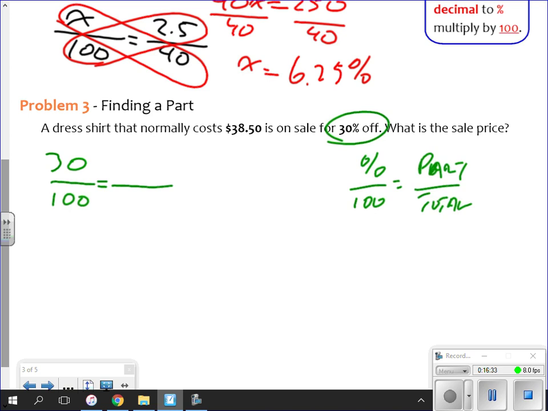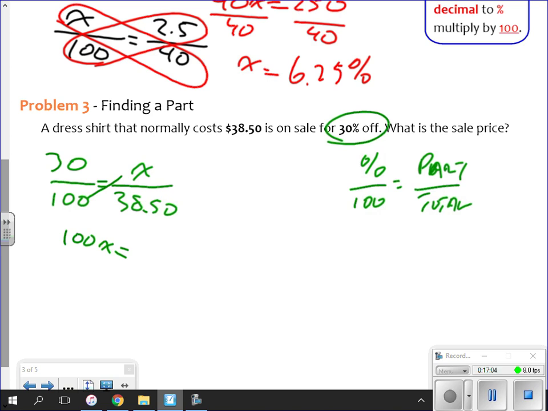So the other number I'm given is the $38.50. Is that the part of the price or the total of the price? That's the total. That's the original cost. $38.50, and X is what goes on top. Okay. Now we cross multiply. 100 times X equals 30 times $38.50.